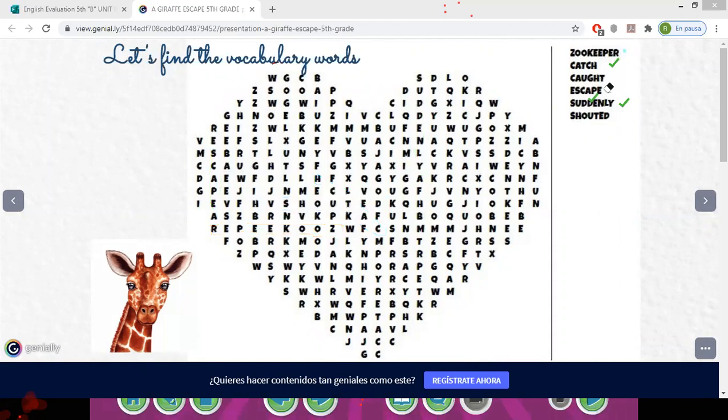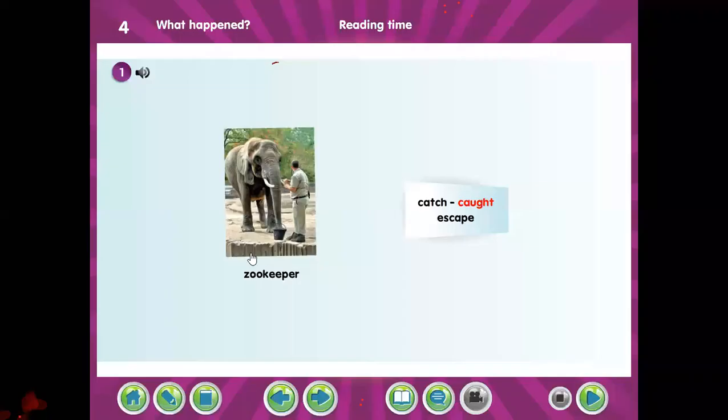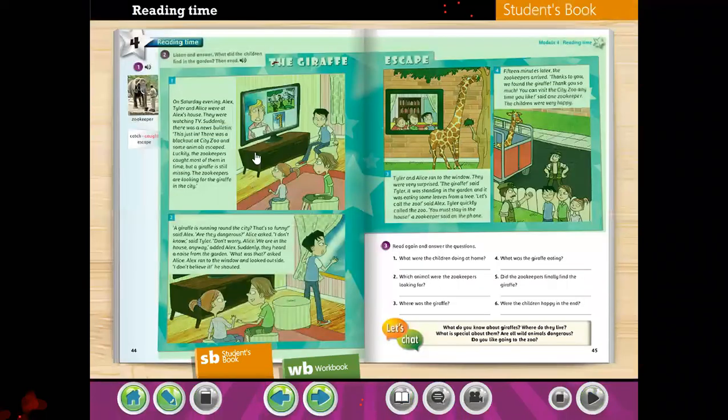Okay, let's go to our books and let's see what happened with the giraffe. What happened with the zoo? What's the matter in the zoo? Okay, pay attention, please.